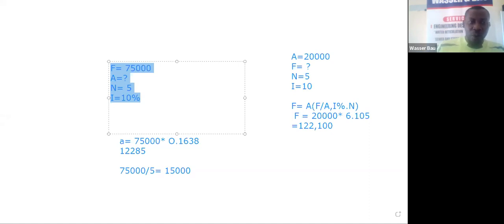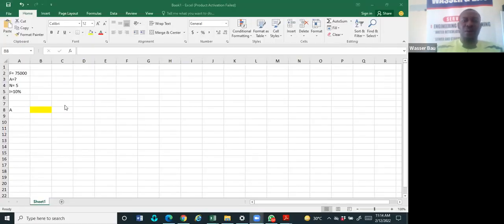So here, we are looking for A. So let me put the A here. I'll go to Excel, go to the particular cell that I want to get the answer, and give it a color. So I'll go to formulas. You're seeing my screen. So this is my Excel. I've copied those questions, the first question. This is the A I'm looking for.